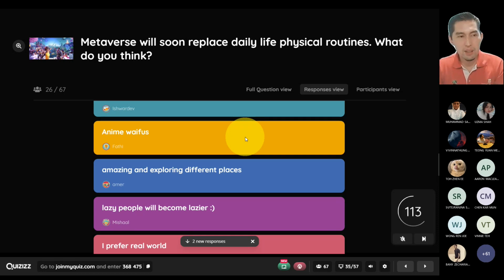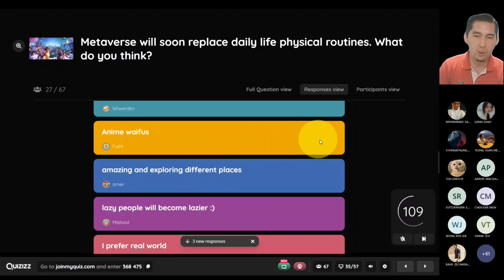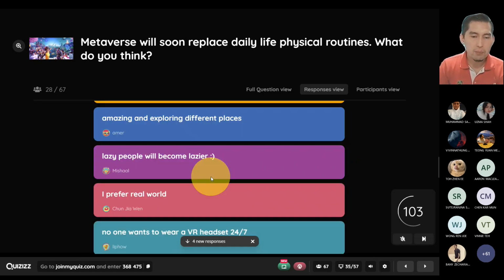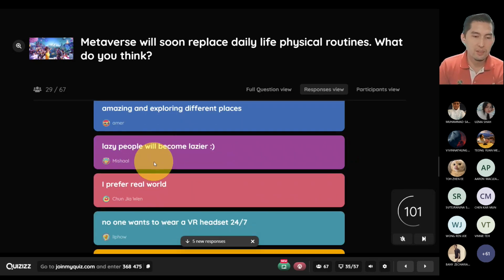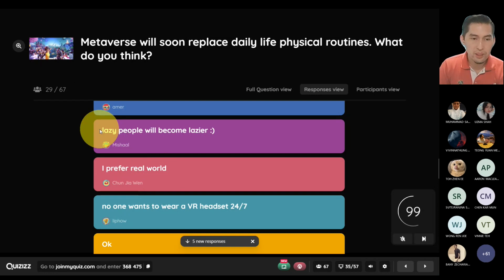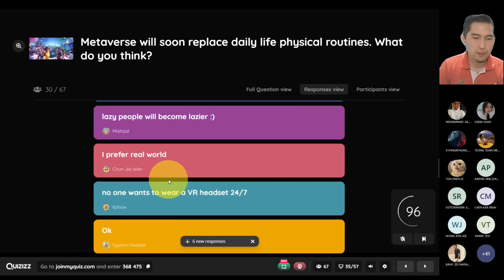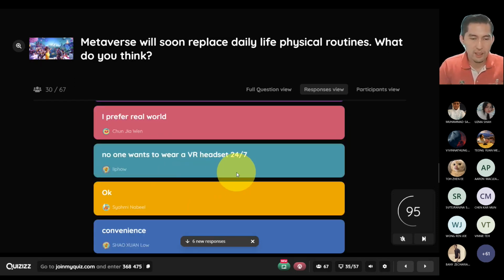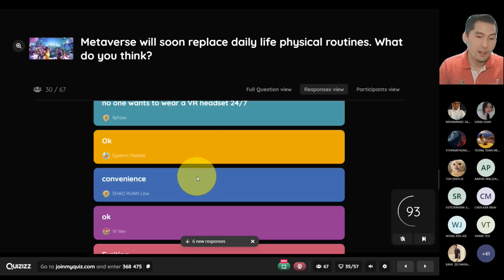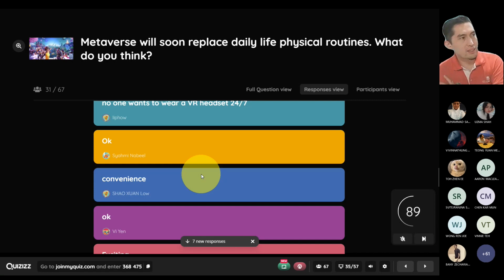And a lot of online gaming environments that a lot of you are in have also made it very similar to how Metaverse will basically work. Lazy people will become lazier, interestingly. I thought that was not possible. I prefer the real world. No one wants to wear a VR headset 24/7. Yeah, but when you look into it, it's not exactly something that is given to you as a choice at this point in time.